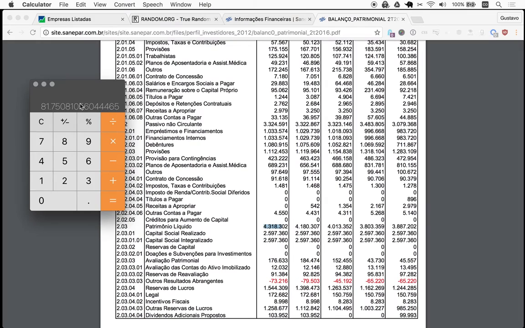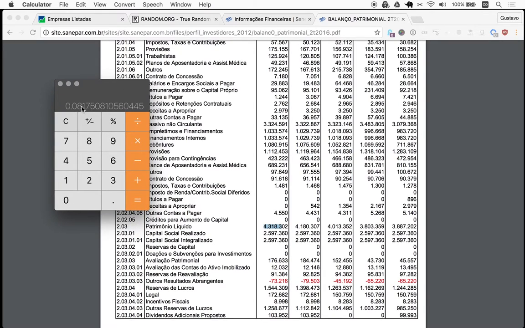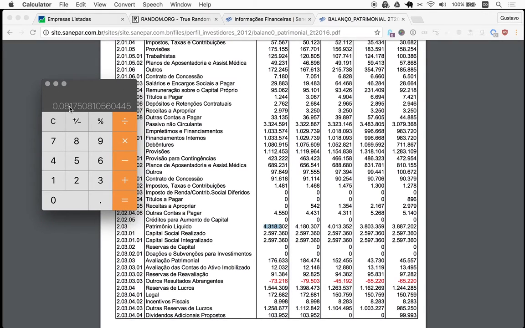Okay, let me do that again. 353 divided by 4318. So we have a naive debt over equity of 0.08. So looking through this very rough prism, this company should not be ruled out. It's a candidate for looking further, which we won't do today.